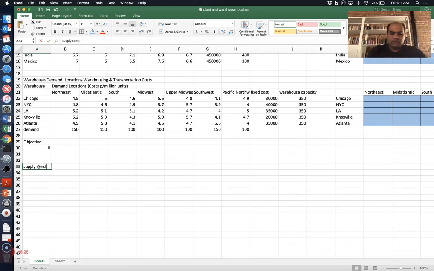Supply constraints. It's the amount supplied and capacity.